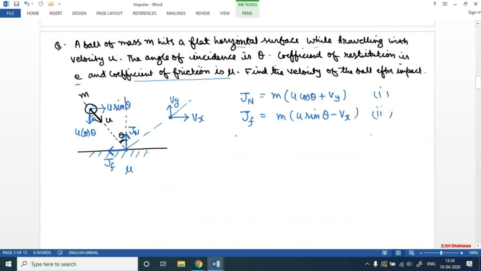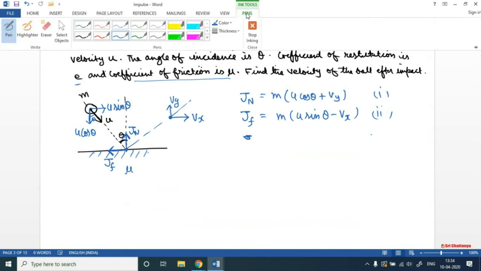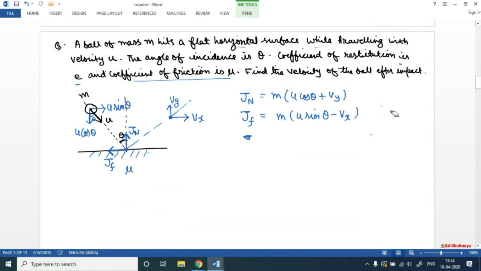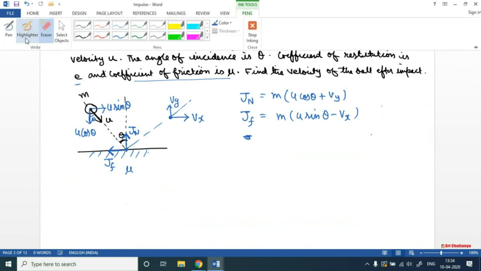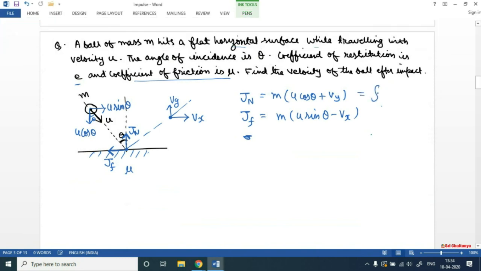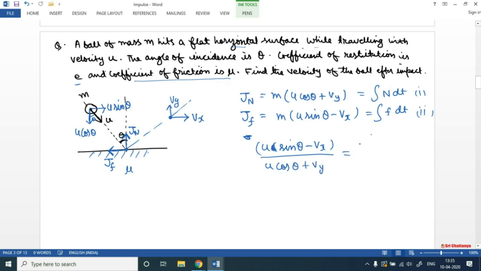Since Jn will also be equal to integral of n dt, and Jf will also be equal to integral of f dt, when we divide equation number 2 by 1, what we will get is f by n, that would be u sin theta minus Vx divided by u cos theta plus Vy, and that f by n would be nothing but mu over here.